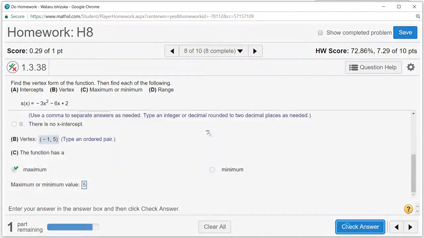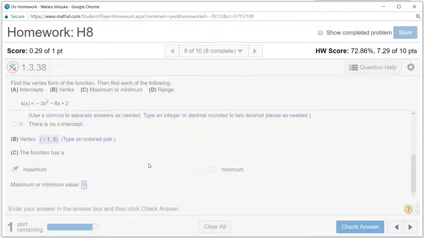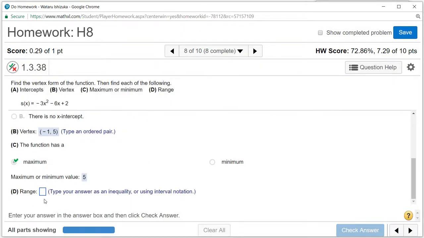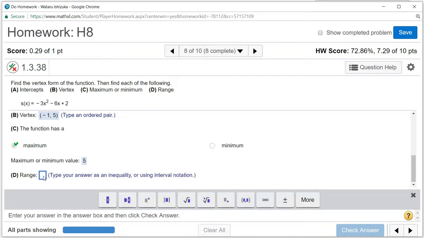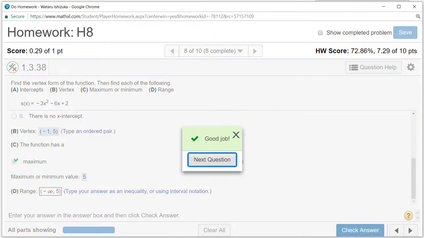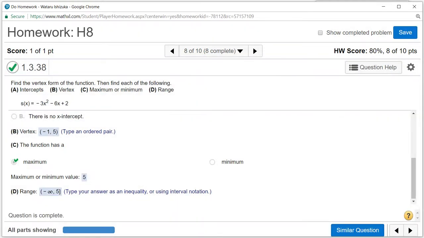Check the answer. And the range: since the maximum value is 5, the range is going to start from negative infinity and end at 5 because that's the maximum value. Check the answer. Got that. Alright, that's it. I hope that this was clear.